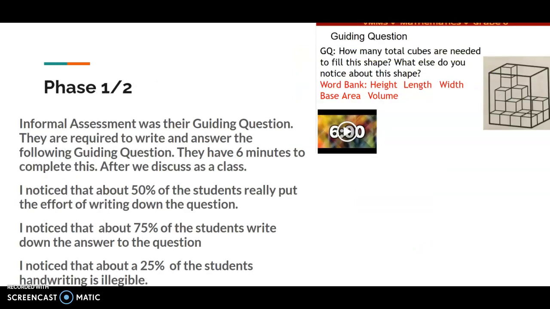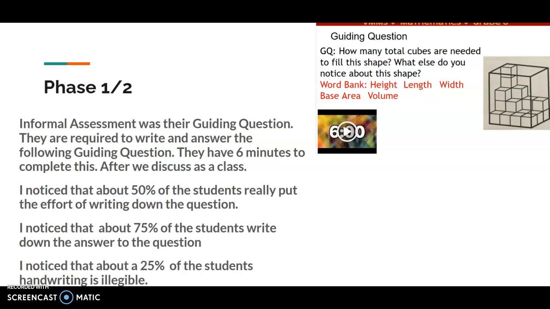In my phase one and two, essentially, I provided an informal assessment, and they have this every day. It is their guiding question. They are required to write and answer the following guiding question, and they have 6 minutes to complete this. After we do this, we discuss as a class. This is an example they were presented with earlier in the week. Their guiding question was, how many total cubes are needed to fill this shape? What else do you notice about this shape?